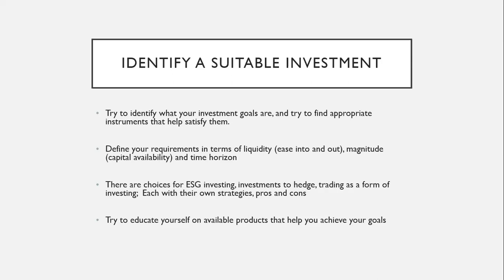What you're trying to find is a goal that you want to invest for, like a house or a child's college fund or whatever, and then try to find appropriate instruments that help satisfy the goals that you want to achieve. And then, of course, you want to define your terms in terms of liquidity, like how easily you want to be able to get in and out of your investments. Like if you buy and sell houses, that's going to be a lot less liquid than buying Apple shares, which trade in the millions on the daily.